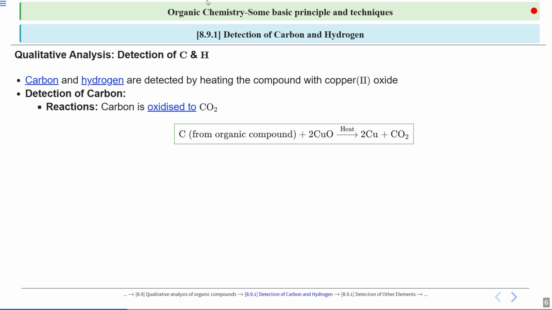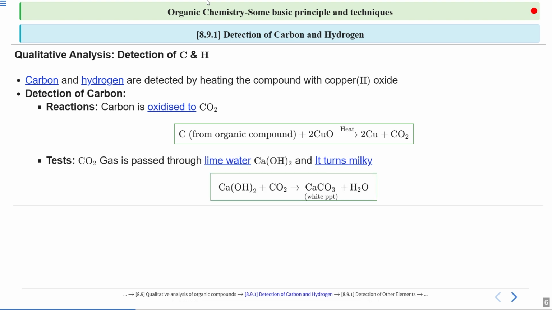So again, I'm repeating it. If you heat the organic compound with 2 moles of copper oxide, it will give you 2 moles of copper and 1 mole of carbon dioxide. Here, the copper(II) oxide is acting as an oxidizing agent and facilitating the given transformation.